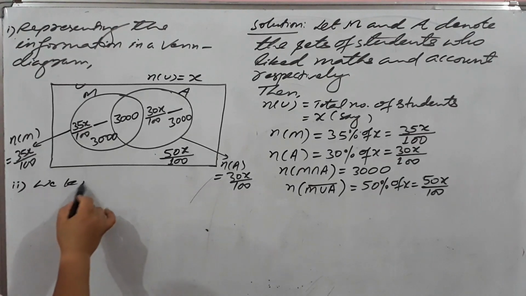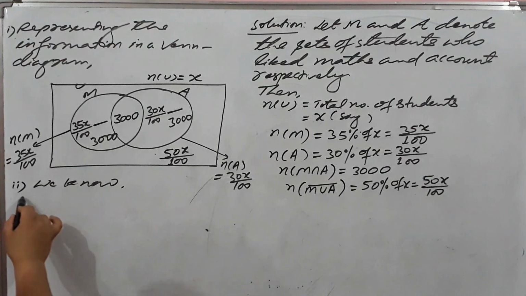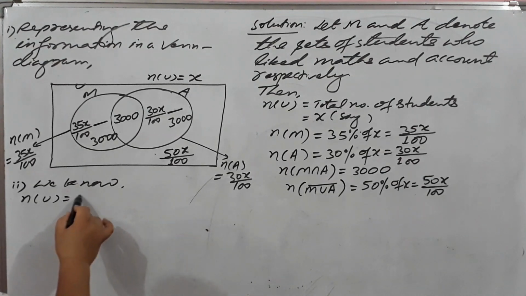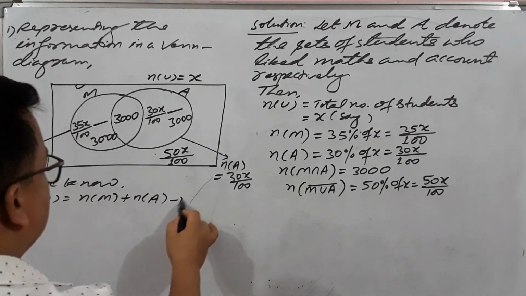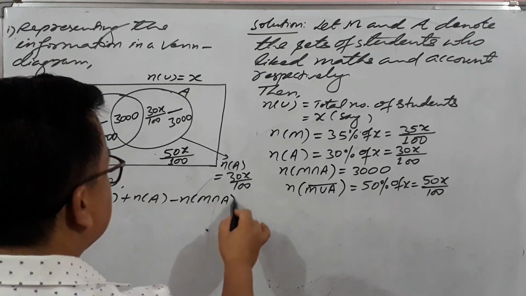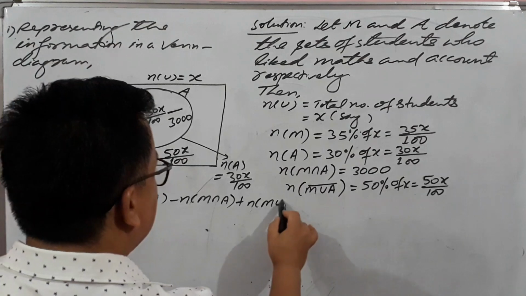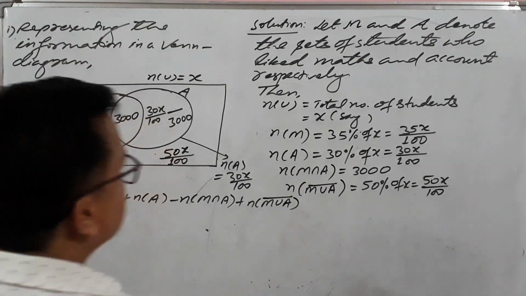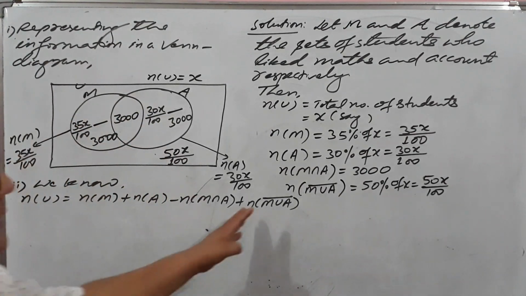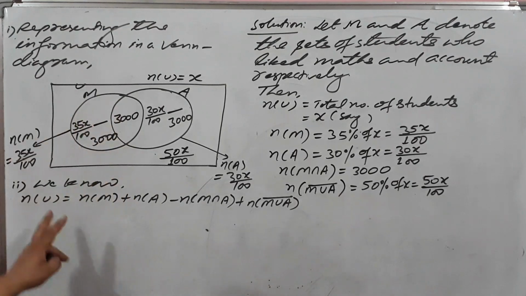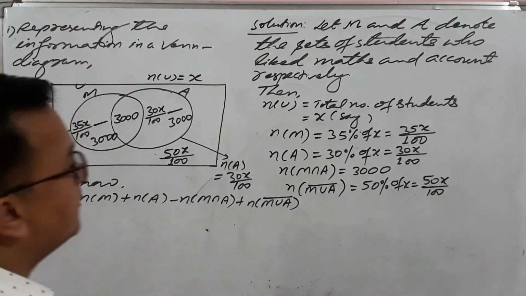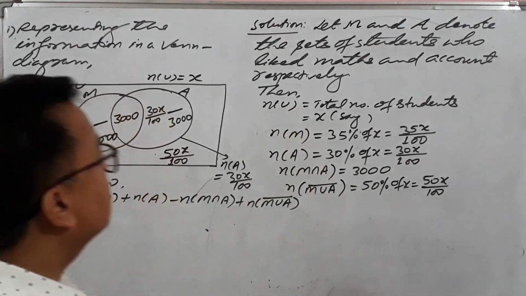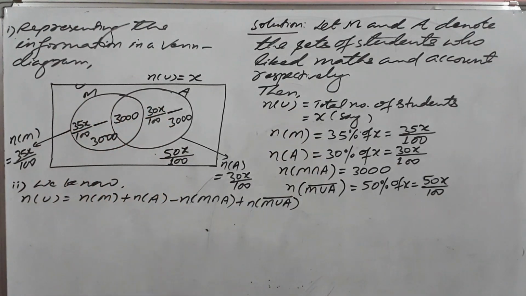We have to find out the total number. Okay, we know this formula: n of M plus n of A minus n of M intersection A plus n of (M union A) whole complement, meaning n of the complement of M union A. This one formula we have to use. Because we have the complement in n of U, we need a formula in which all things will come. So this one you need to memorize.